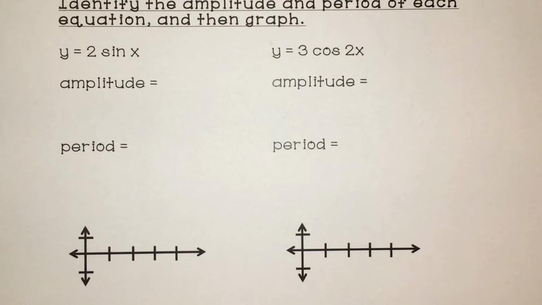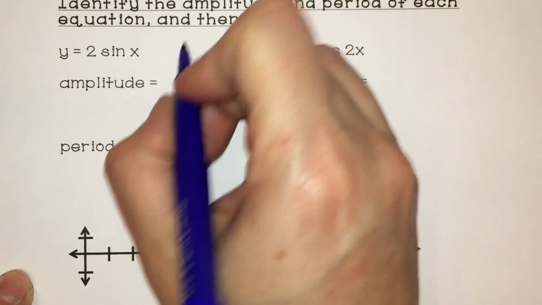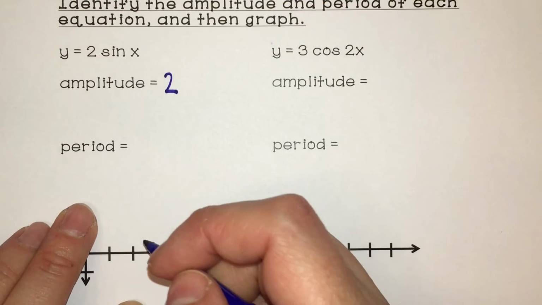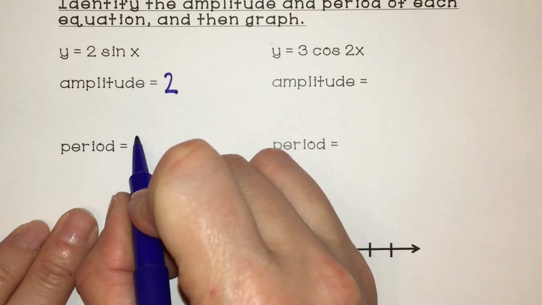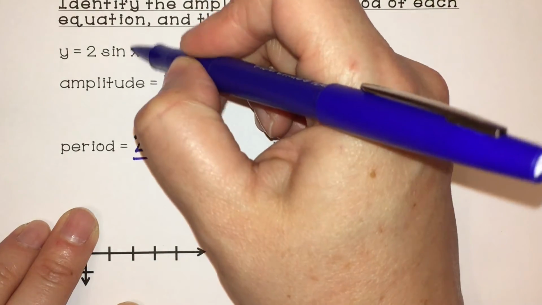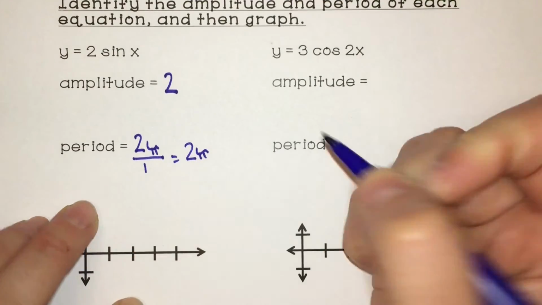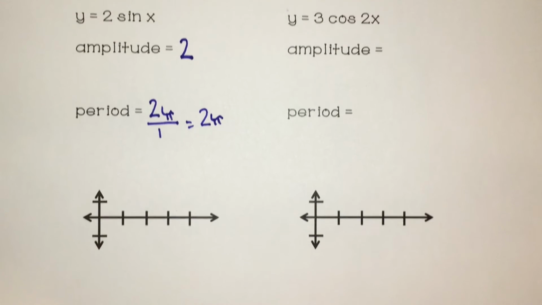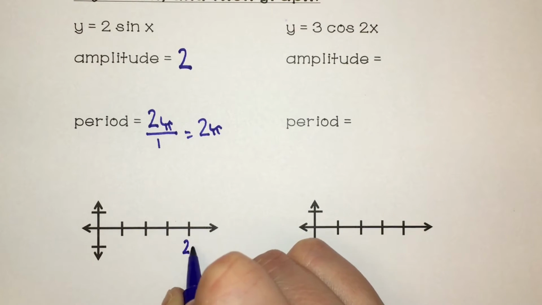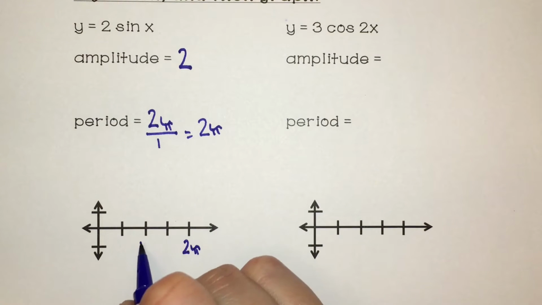All right, so on the first one, amplitude is just the absolute value of a, so that's 2. The period is 2 pi over b, which in this case the absolute value of b is 1, so it's just 2 pi. Okay, so when I graph it, I know the whole entire cycle goes out to 2 pi. So I always have to look at, well, what's half of 2 pi is pi.